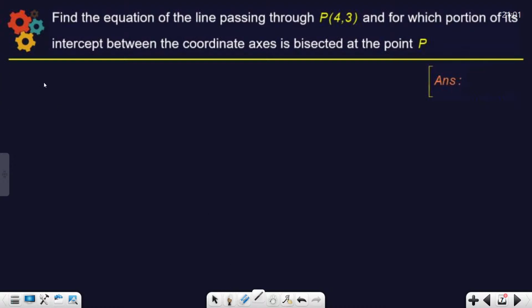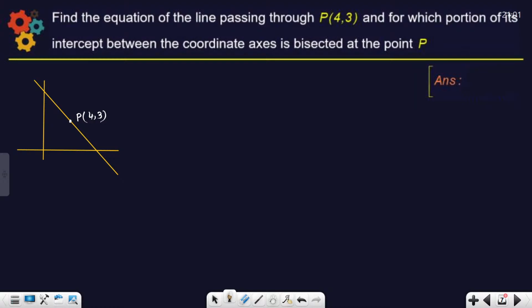Read the question carefully. What have they said? A line is passing through a point (4, 3). Let us say this point is (4, 3). I'm taking a rough diagram.